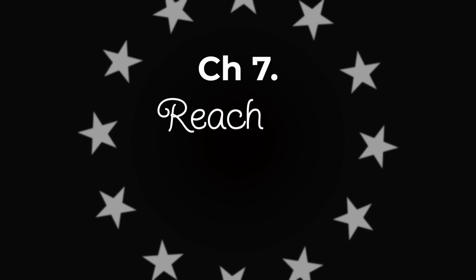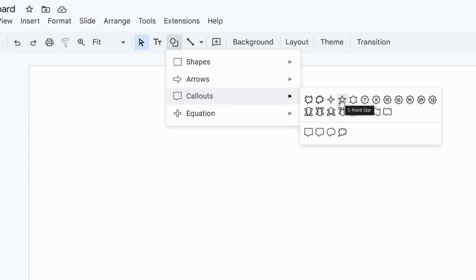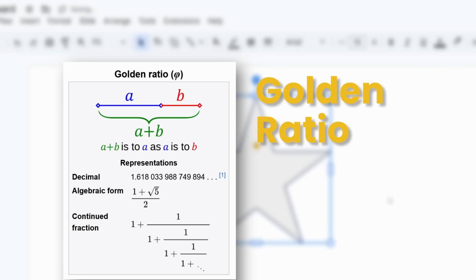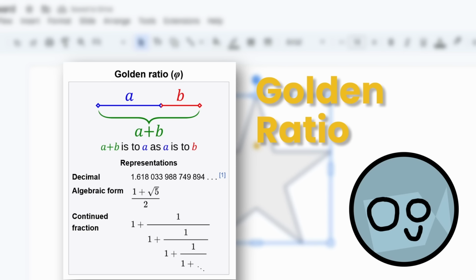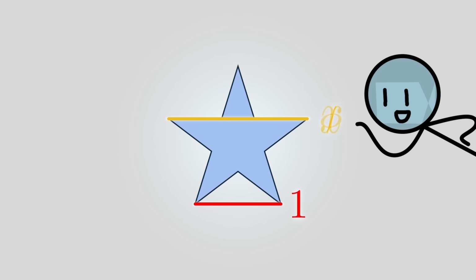Chapter 7. Reach for the stars. There is a 5-point star in Google Slides which hides a gem called the golden ratio. Get it? Gem? Gold is usually not called a gem, but... The ratio between the lengths of these two segments is the golden ratio, which we can prove like this. Let's call the lengths 1 and x respectively.